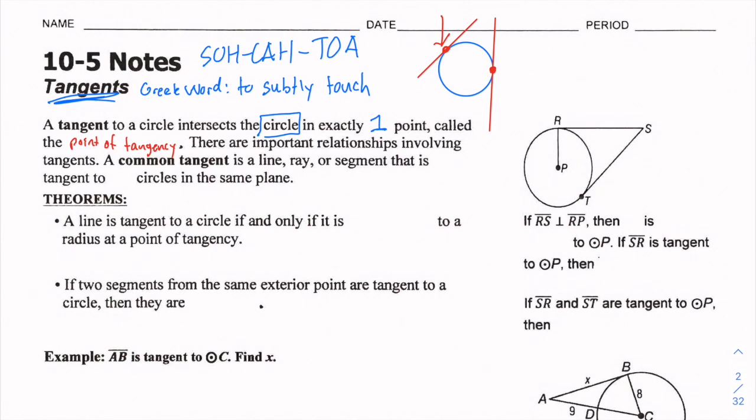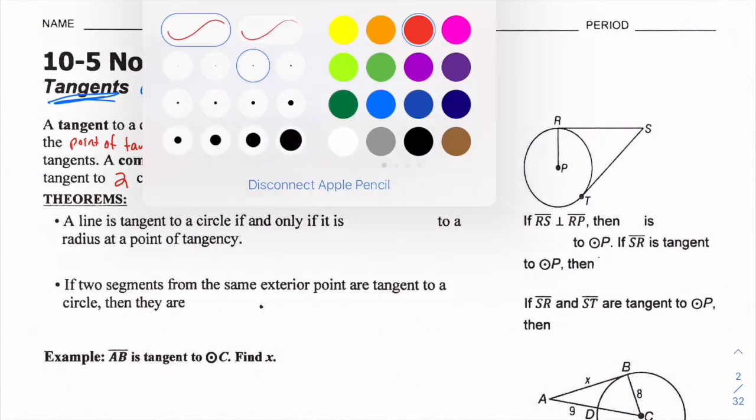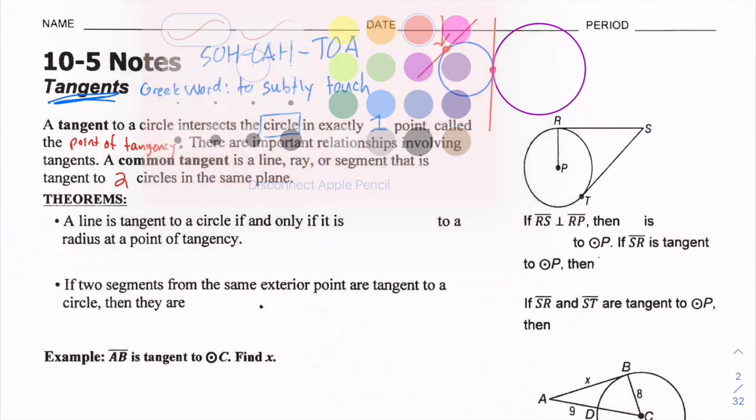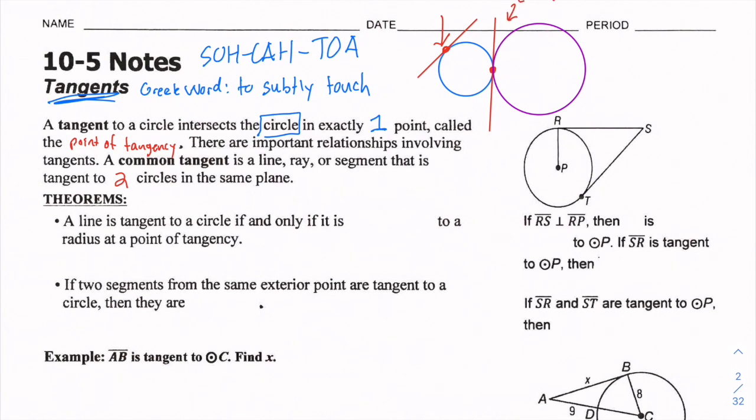There are important relationships involving tangents. A common tangent is a line, ray, or segment that is tangent to two circles in the same plane. Okay, so for example, let me draw another circle here. Boom. Oh, shoot. Oh, can I move it? Yes. Okay, let's take a look here. Bam. So this line here, this red line right here, boom. This is now called a common tangent, okay? AKA, it's just shared between two circles, okay? A common tangent, that's what it is.